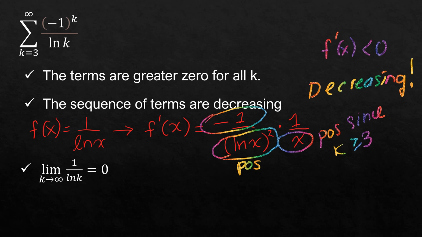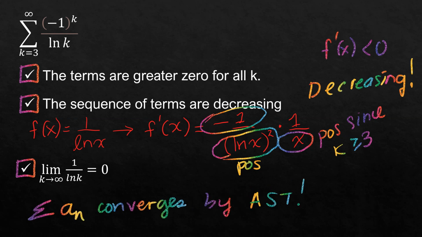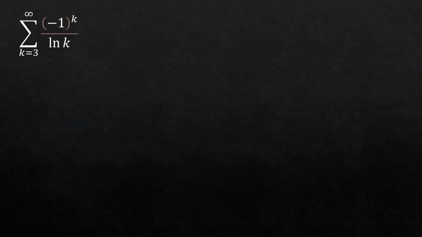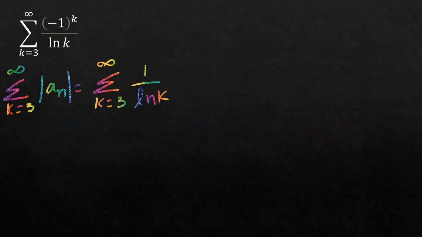Now, what about the limit? Well, that's 1 over a really big number, and that is equal to 0. So conditions 1, 2, and 3 are met. The alternating series test says that this series converges, right? The series of a sub n converges by the alternating series test. Now let's see if the series of the absolute value of a sub n converges. The absolute value would be just the series of 1 over ln of k, taking out the negative terms, just the positive now.